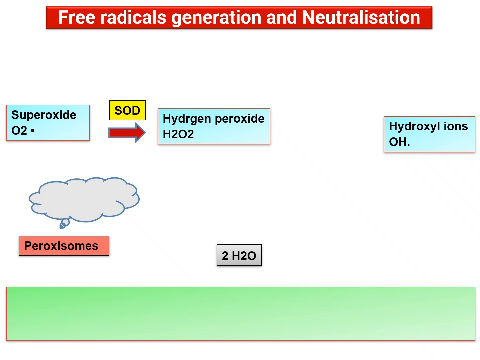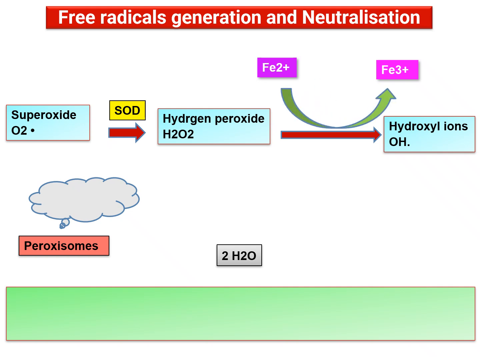So superoxide dismutase is an enzymatic antioxidant which helps in the neutralization of superoxide anion. Now the hydrogen peroxide which is formed gets converted into hydroxyl ions. In this process, Fe2+ is converted into Fe3+, and this process is known as Fenton reaction. The hydroxyl ions which are getting formed by this process are highly reactive, and the cell is incapable of neutralizing these hydroxyl ions because they are highly reactive, hence react with the adjacent molecules spontaneously.